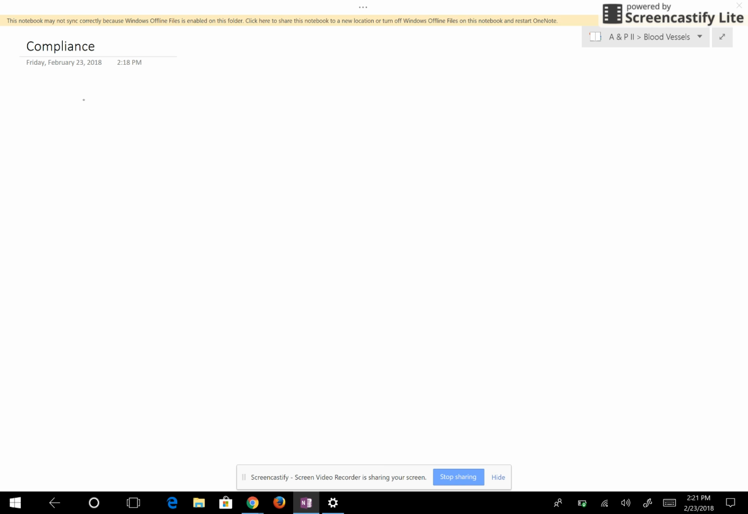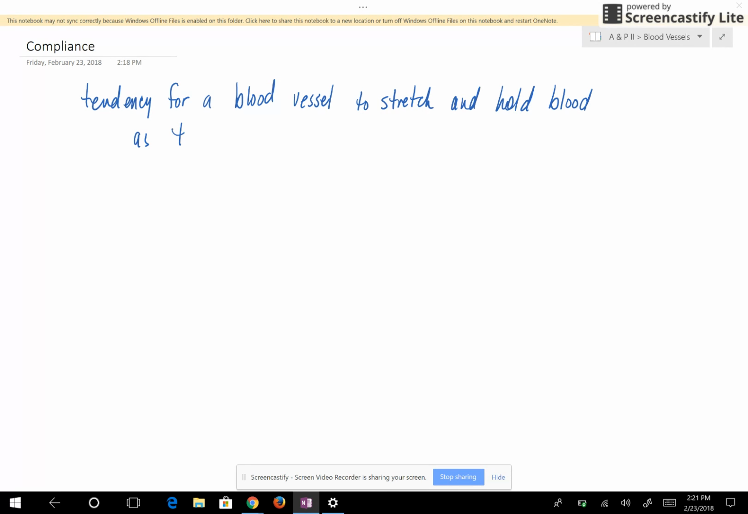Compliance. Compliance is the tendency for a blood vessel to stretch and hold blood as the blood pressure increases. Okay, this is not going to further increase the blood pressure. What this is going to do is lower the blood pressure. Remember that blood volume determines blood pressure.